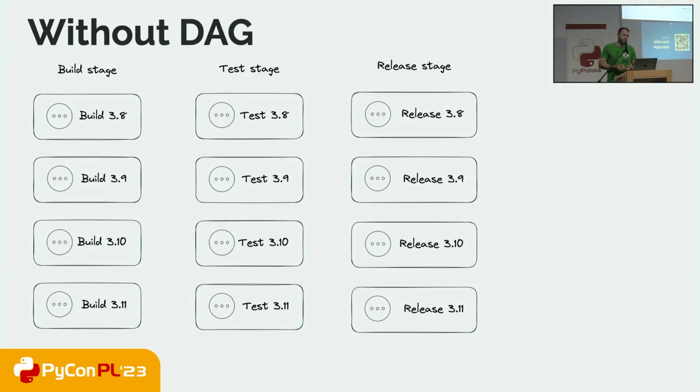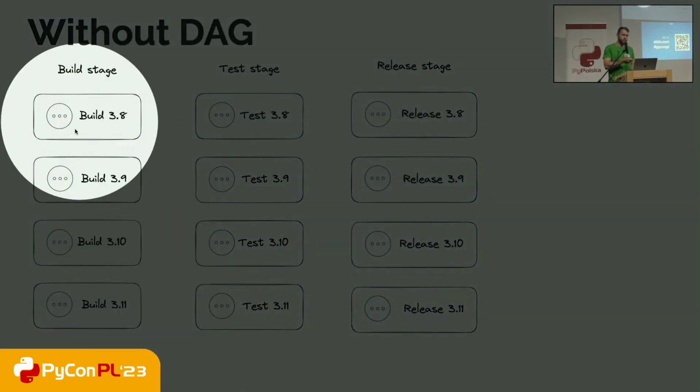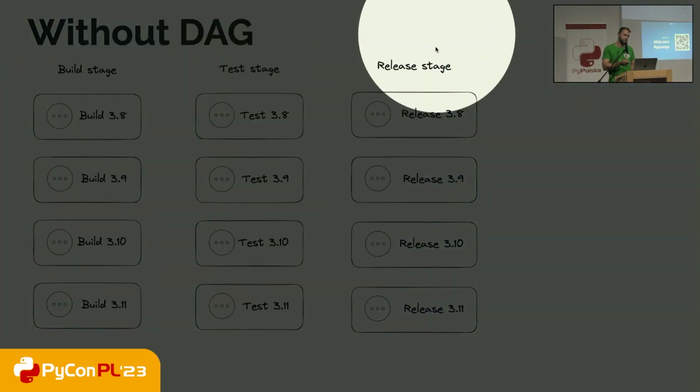So for example, let's say you're testing your Python package under different Python versions, and for some reason you don't want to use a tool like Tox or Nox that can create multiple virtual environments with different Python versions. And instead you decide to build different Python Docker images with Python 3.8, 3.9, and so on, and then run tests and finally prepare the release. So here we have a build stage that will build all those different Docker images, then we have a test stage, and we have the release stage.